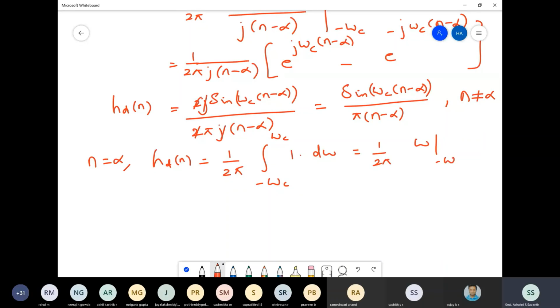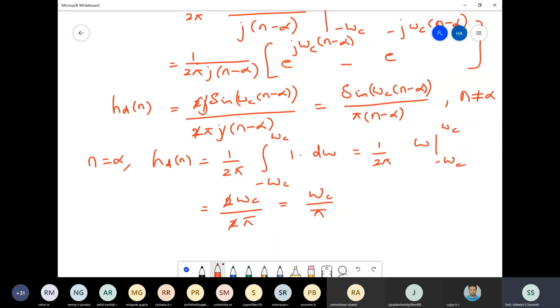So omega between the interval minus omega c to plus omega c, that's going to be 2 omega c divided by 2 pi. The 2 gets cancelled. You get omega c by pi. So the value at n equals alpha is omega c by pi. It's very similar to a sinc function, isn't it?